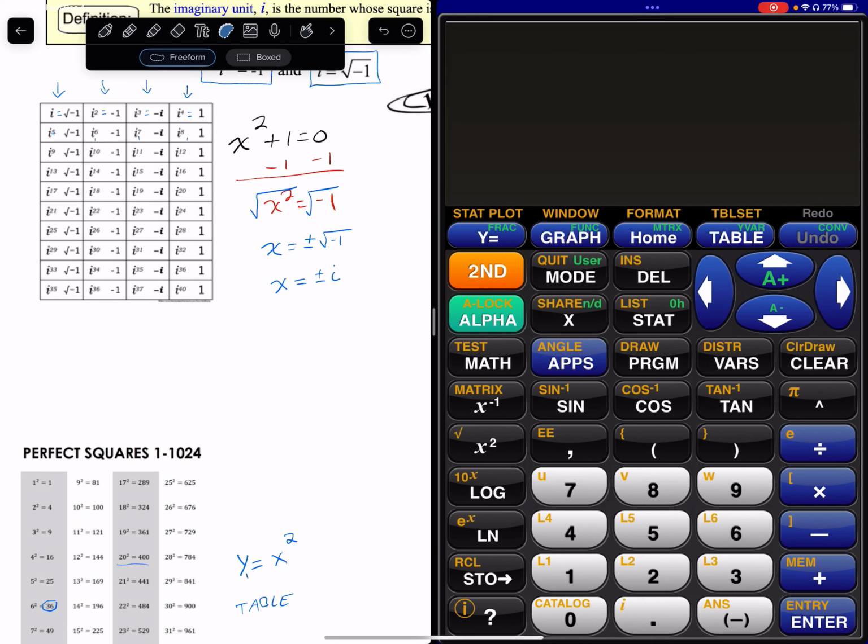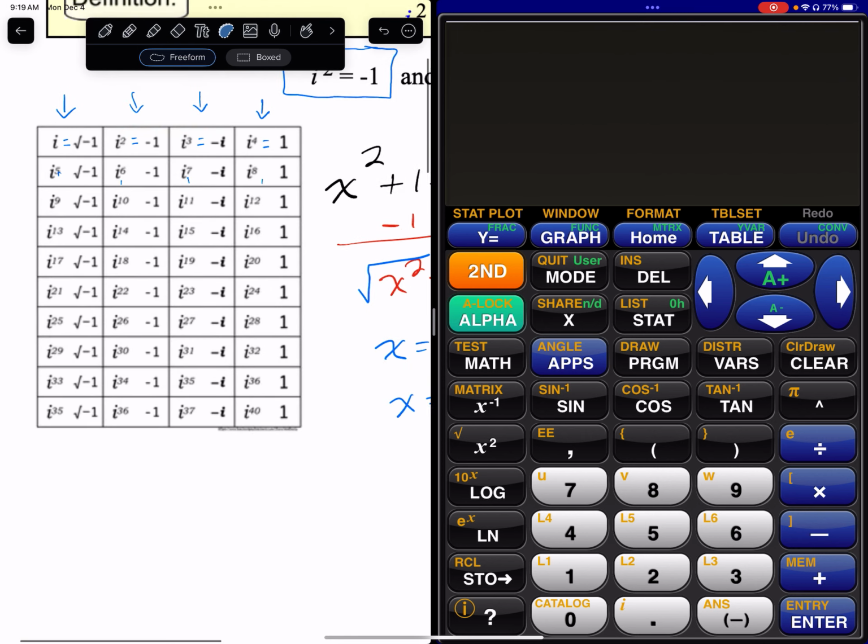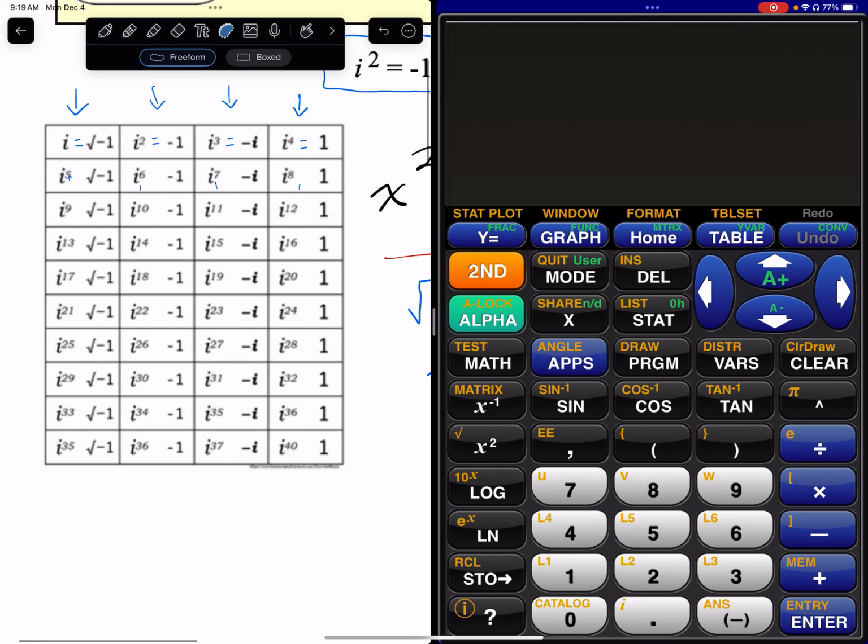Okay, the second half of understanding i is the powers of i. If we look at this table right here, what I said in the first one is that it repeats in powers of four. Every time you get to the fourth power and you go to the fifth, sixth, seventh, eighth, nine, 10, 11, 12, all these values are the same.